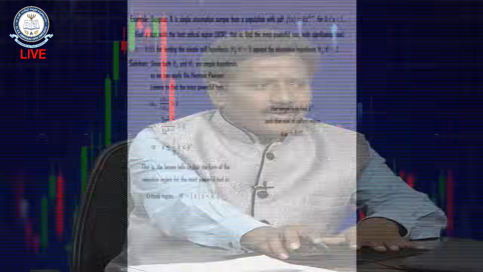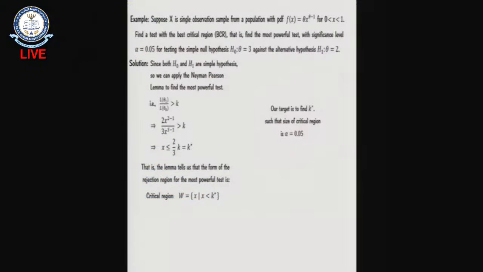Suppose x is a single observation sample from a population with the corresponding PDF f of x equal to theta times x to the power theta minus 1, where the range of x is 0 to 1. Find the best critical region, BCR, and the most powerful test with level of significance alpha equal to 0.05, testing H0: theta equal to 3 against H1: theta equal to 2.